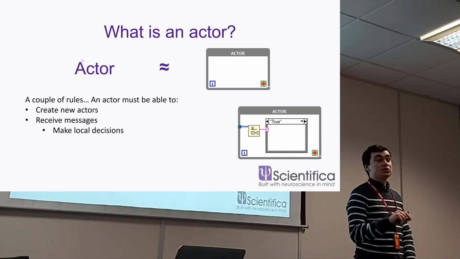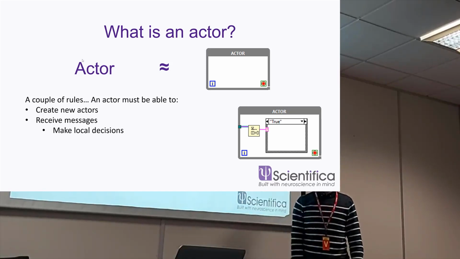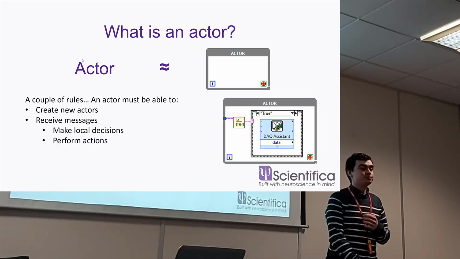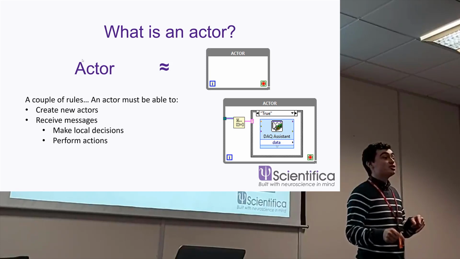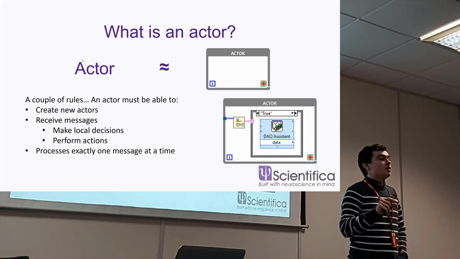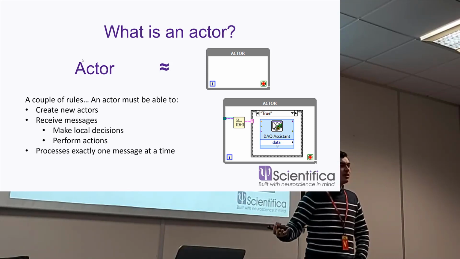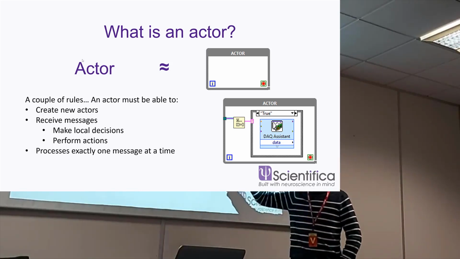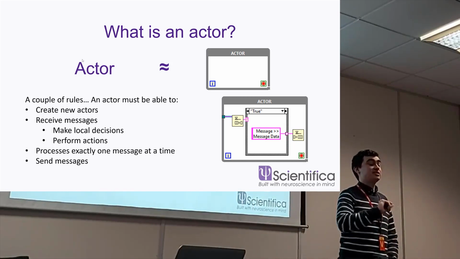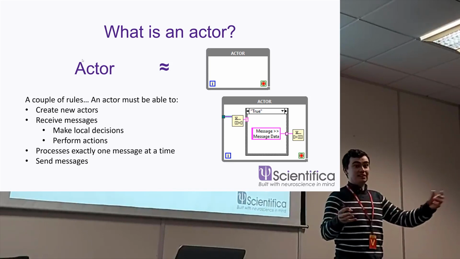We need to be able to make local decisions. Again, that's really trivial stuff. Case structure: depending on the data coming in, we make decisions about what we do. We can perform actions. So once we've decided what we're going to do, we can then do it. We process exactly one message at a time. Well, again, we're still doing that. We can only enqueue, dequeue one message at a time. We also need to be able to send messages. Great. So these are all things that we know how to do to start with.